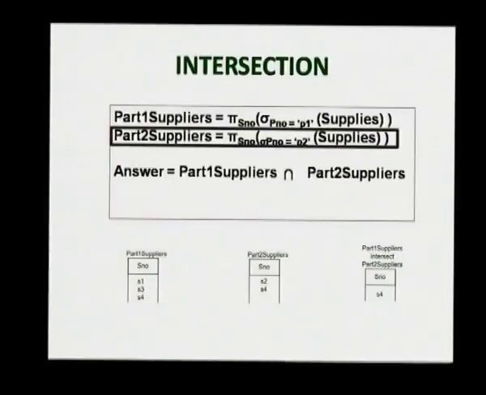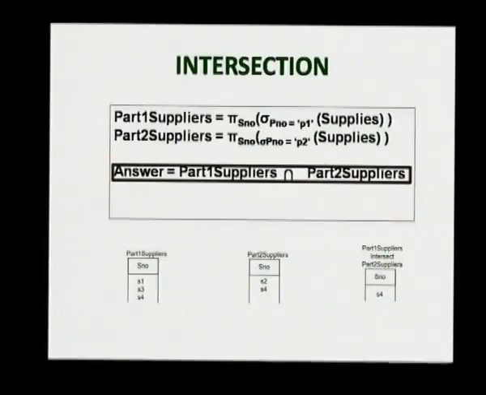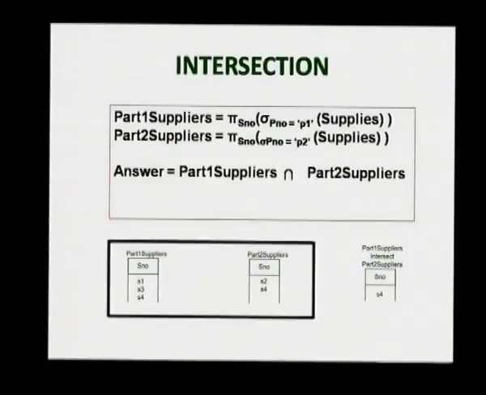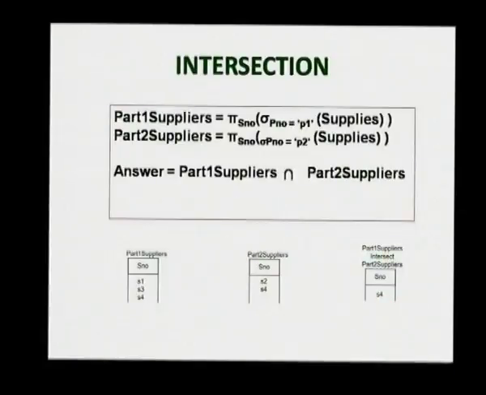Similarly, we do the same for part 2, where everything is the same except that this is part 2. So, we have defined two relations, part 1 suppliers and part 2 suppliers, and we get the answer as part 1 suppliers intersection part 2 suppliers. This will give you all the suppliers who provide part 1 as well as part 2. Suppose this is part 1 suppliers and this is part 2 suppliers, which you got from this relation, then the intersection of these two will be only S4. So, only supplier S4 provides both part 1 and part 2. This is a simple example of where intersection is used.